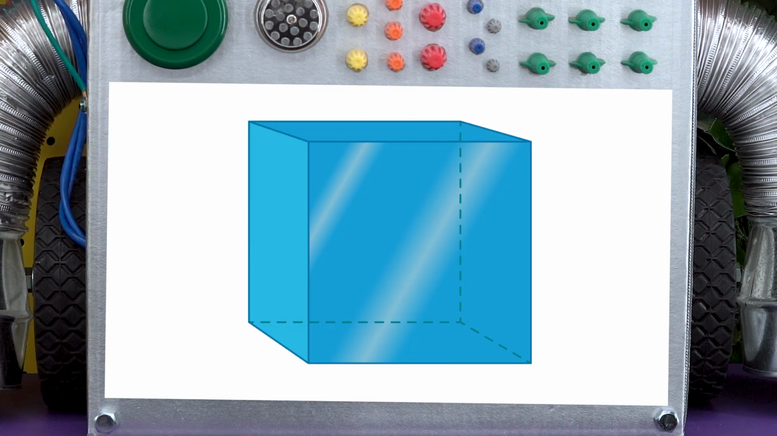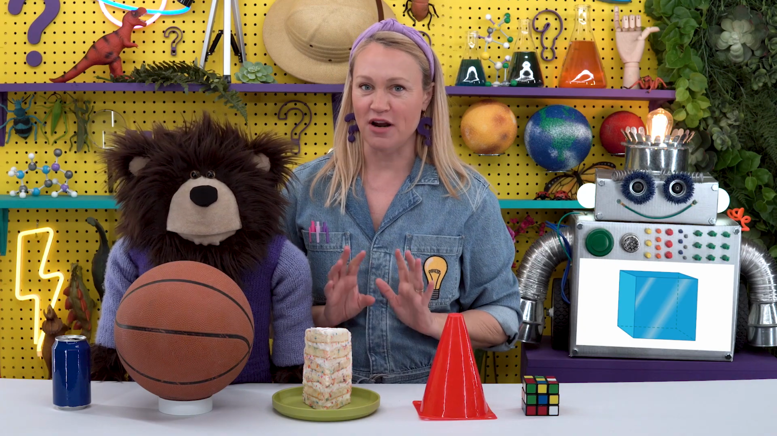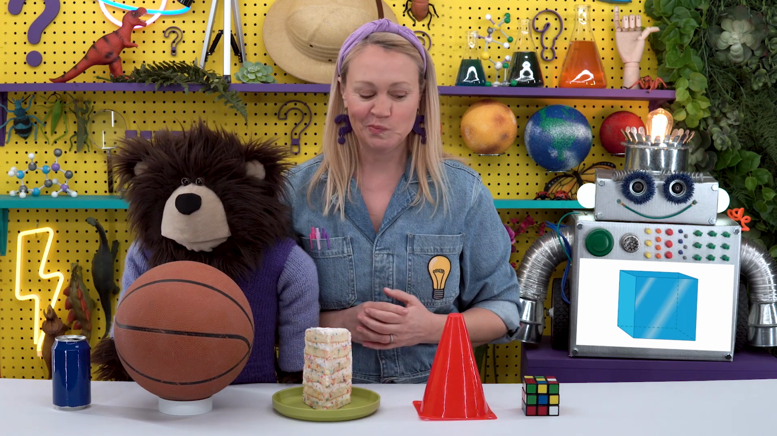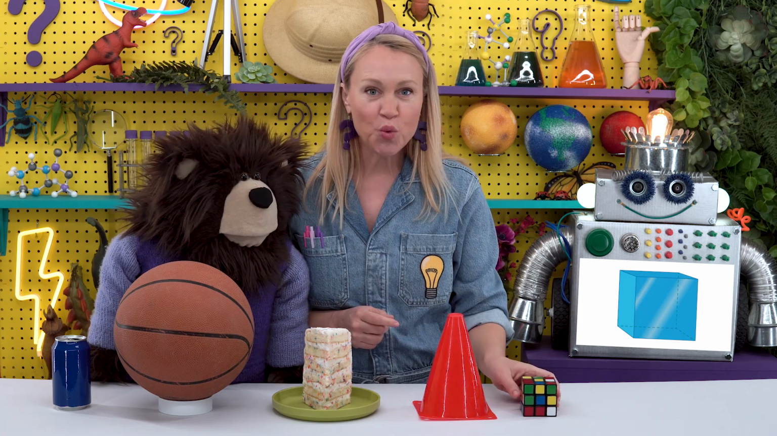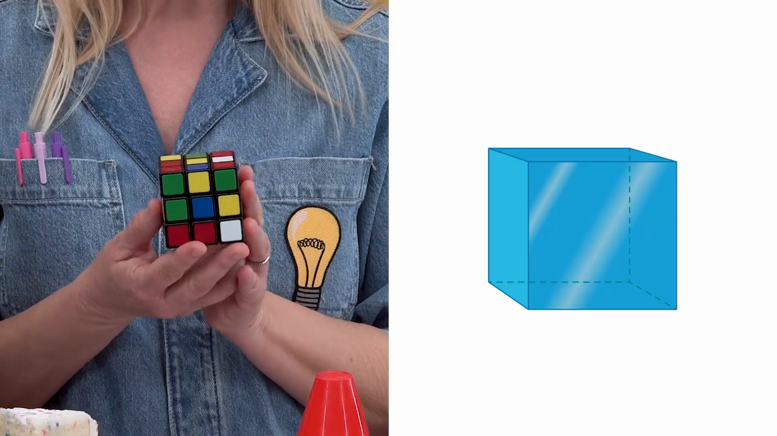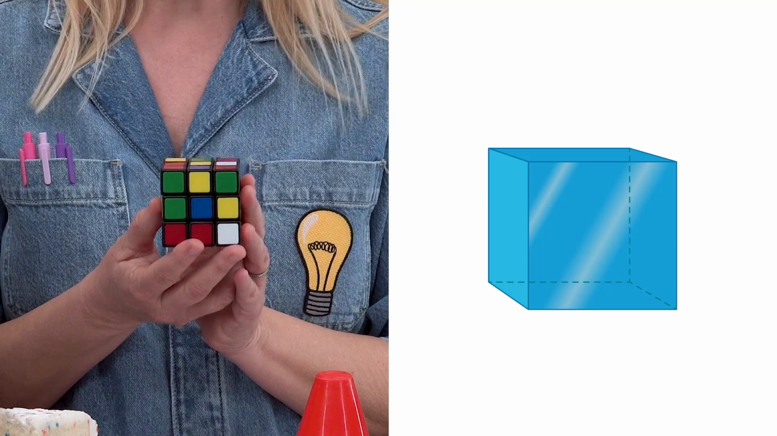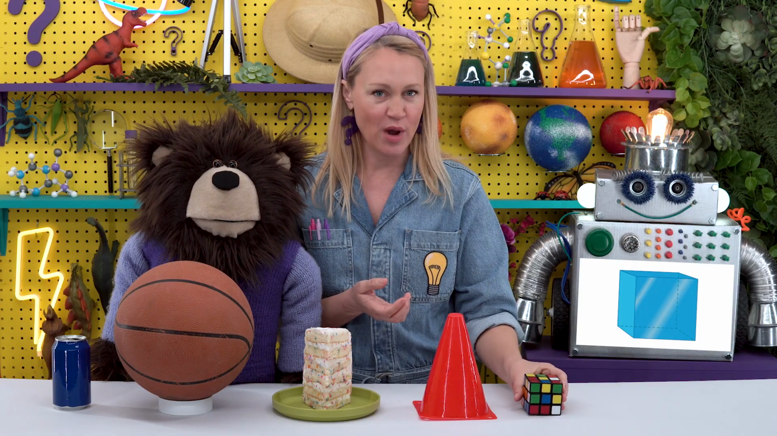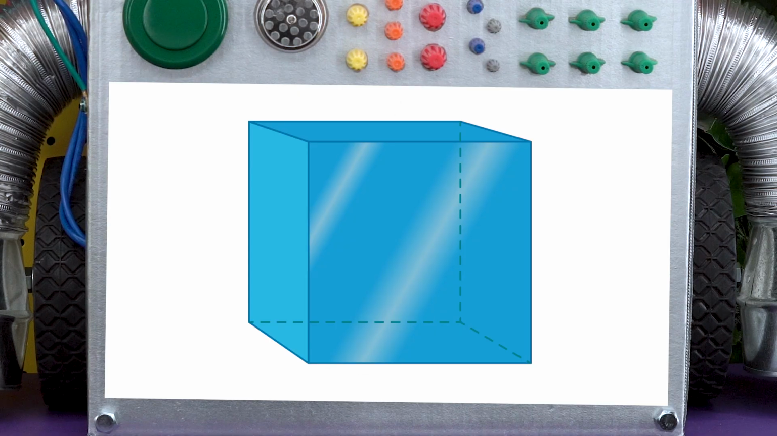The cube is back. Can you guess what object in front of us is in the shape of a cube? The Rubik's Cube. The Rubik's Cube is in the shape of a cube. Bolty, we're ready for another three-dimensional shape.